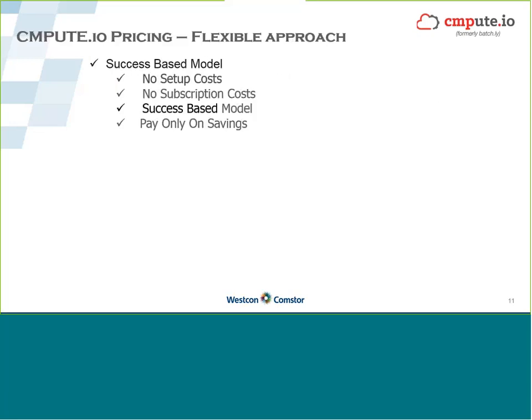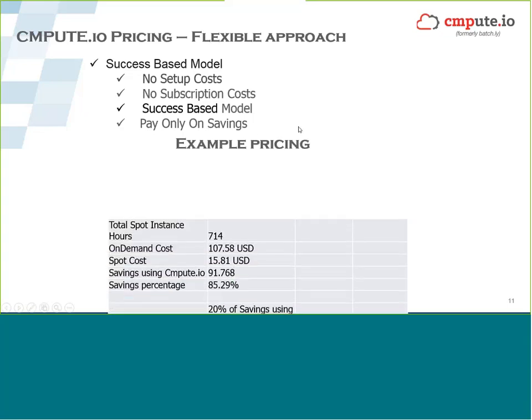So Cmpute IO pricing. Now, this is one of the best pricing models I've seen. It's really quite well worked out. You only pay an amount based on your savings, what Cmpute IO saves you. And so, example pricing, here we are.